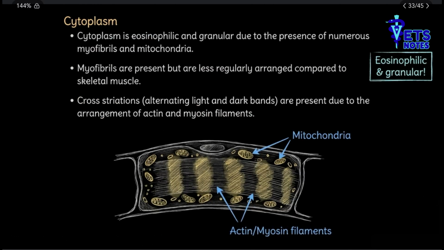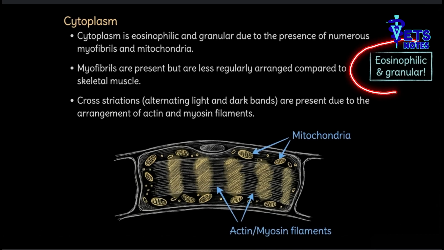Cytoplasm is eosinophilic and granular, due to the presence of numerous myofibrils and mitochondria. You can find mitochondria and actin and myosin filaments, or myofibrils. Myofibrils are present but are less regularly arranged compared to skeletal muscle. In skeletal muscle, they are typically arranged in the form of dark and light bands; a proper arrangement is there in skeletal muscle. Cross striations, alternating light and dark bands, are present due to the arrangement of actin and myosin filaments.